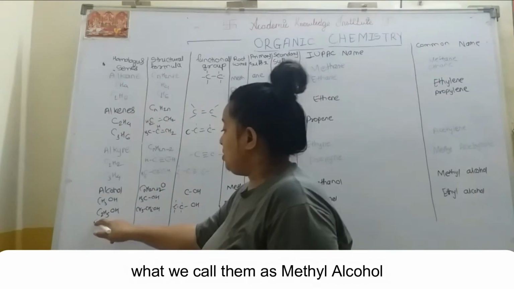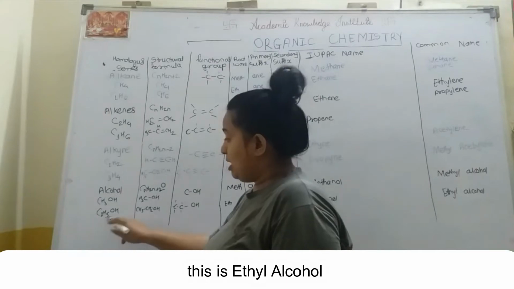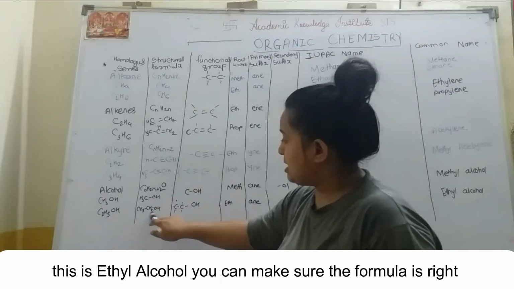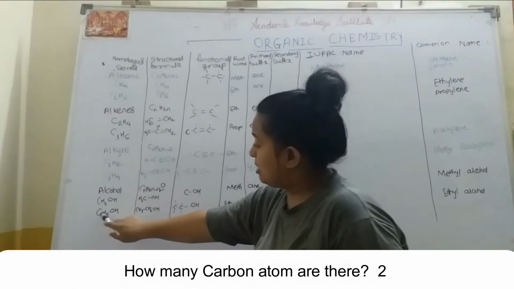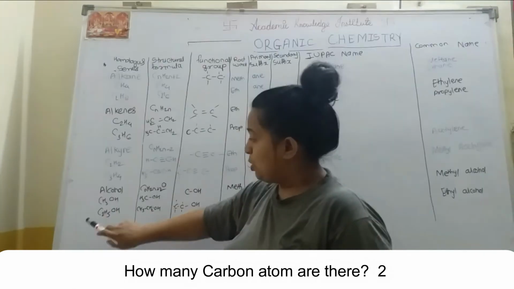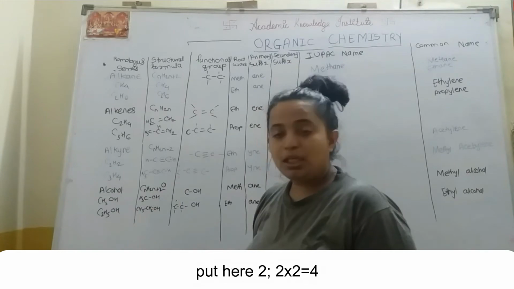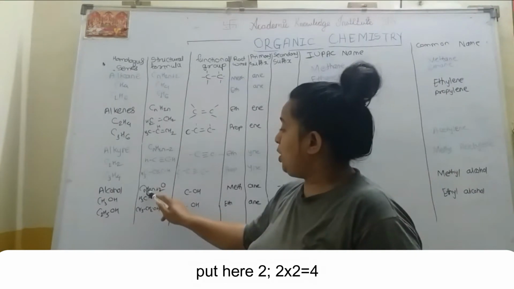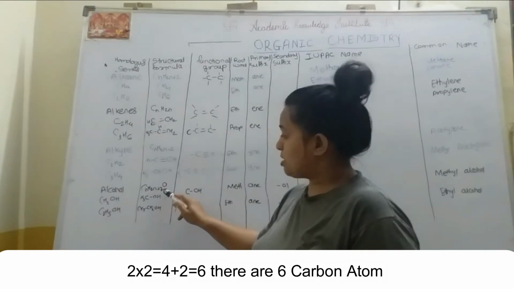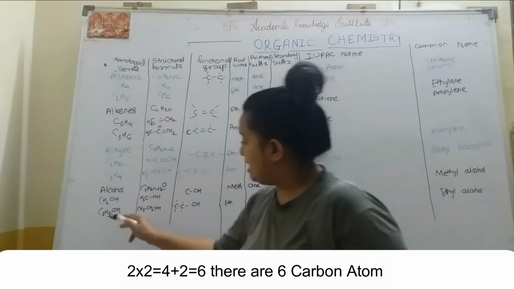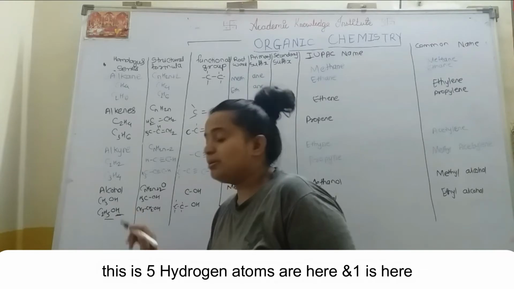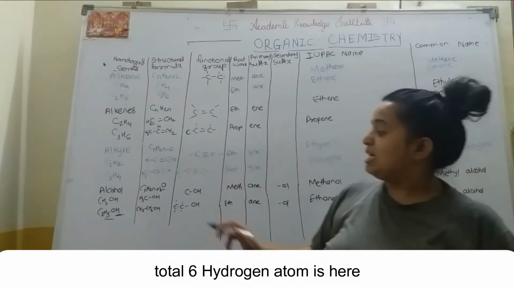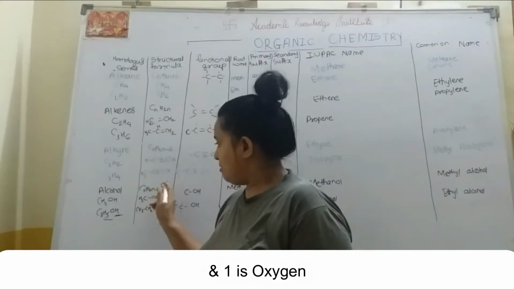Same for this. This is ethyl alcohol. You can make sure this formula is right here also. See how many carbon atoms are there? 2. So I will just put here 2. 2 into 2, 4. 4 plus 2, 6. So there are 6 hydrogen atoms: 5 hydrogen atoms here, and 1 hydrogen atom here, and 1 oxygen.